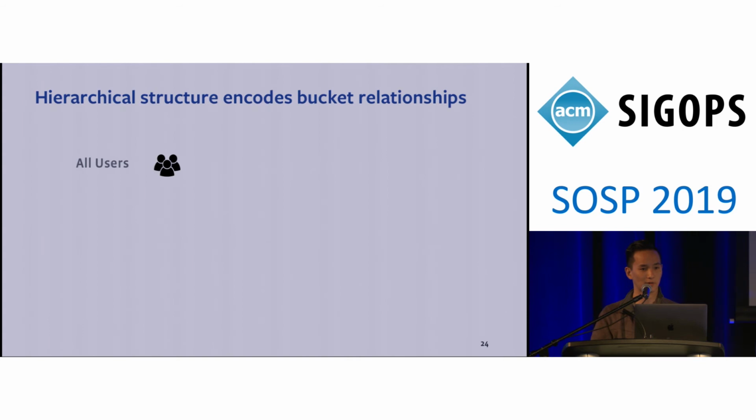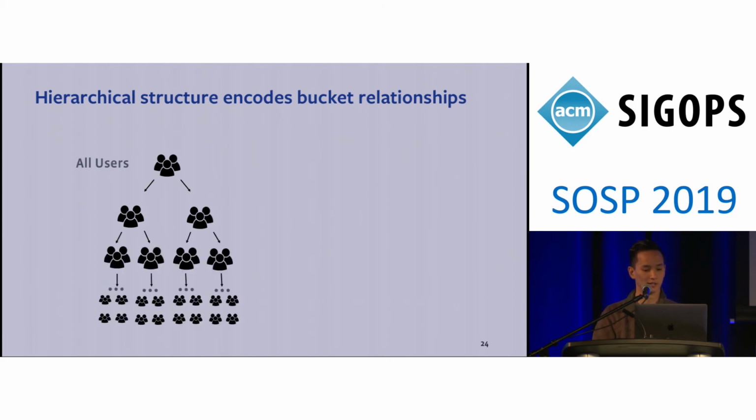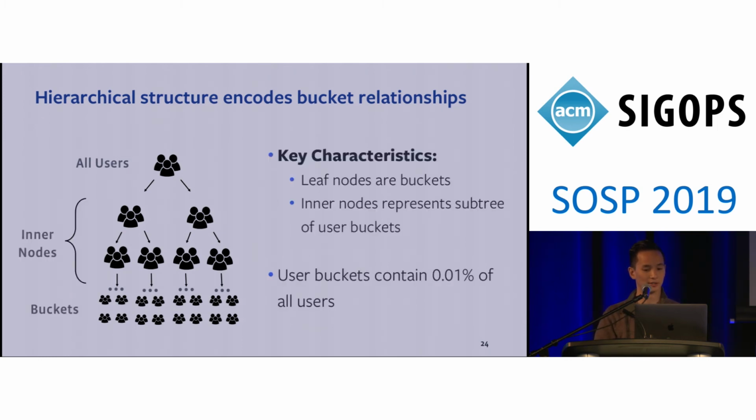So we create this structure by first taking the set of all of our users and running a balanced partitioning algorithm to create two subgroups. And these two subgroups are created in a way that minimizes the connections between them. We run this algorithm recursively on each of these nodes until we create this hierarchical structure. The key thing to note about this structure is that the leaf nodes are the buckets, and the inner nodes represent the subtrees of these user buckets. And we run this algorithm, the balanced partitioning, until the user buckets each contain about 0.01% of all of our users to achieve fine granularity in routing.